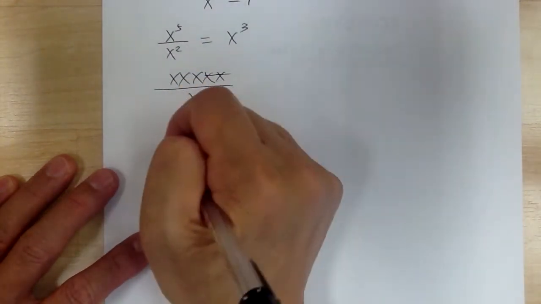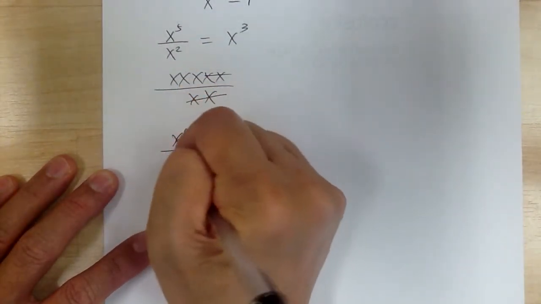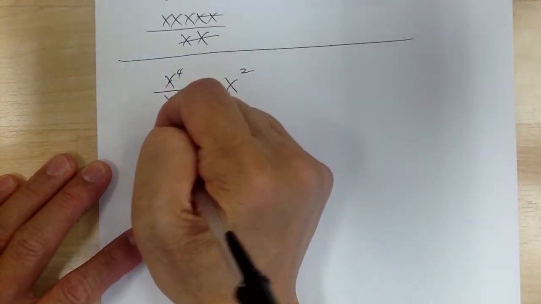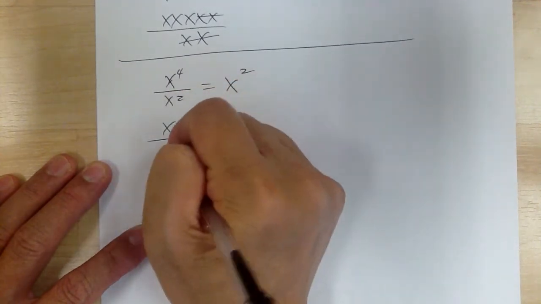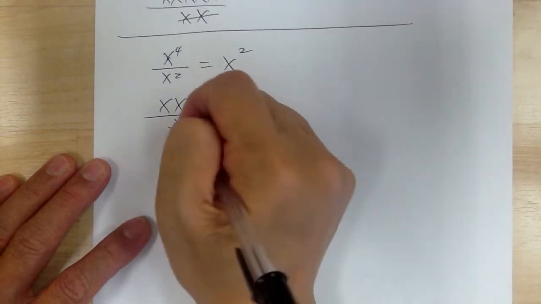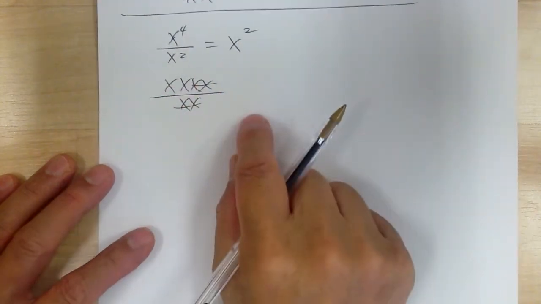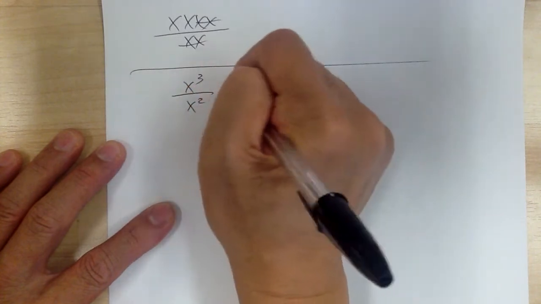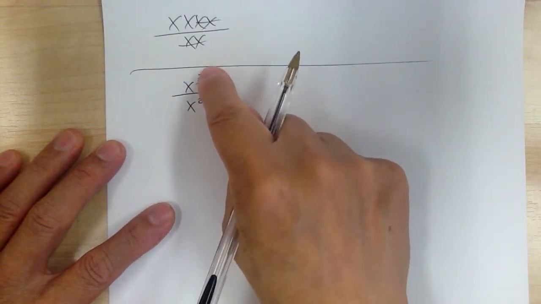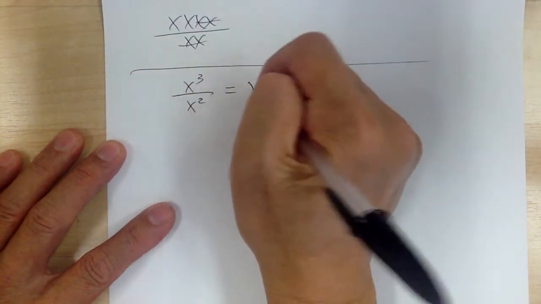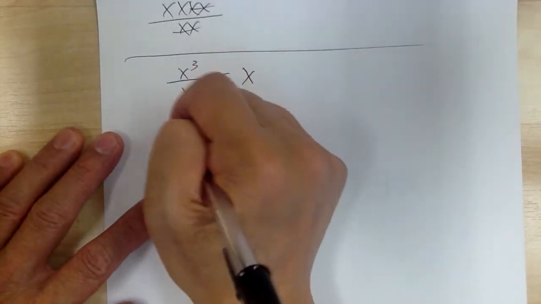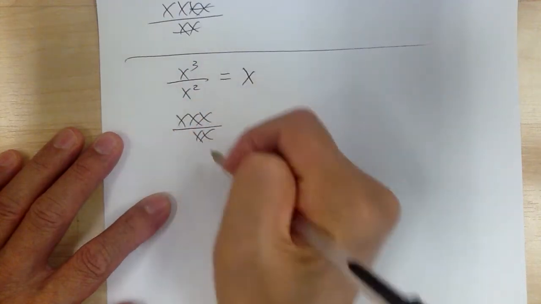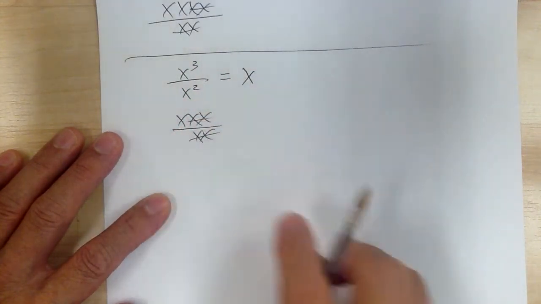Now if you keep going down, x to the 4 over x squared will be equal to x squared, because there are 4 of them on top, 2 of them on the bottom, and this cancels out. That's why you end up with x squared. And you keep going. If you have x to the 3 over x squared, again you use the quotient rule: 3 minus 2 gives you 1, so you get x. Again, x cubed means you have 3 of them, x squared means you have 2 of them, and the 2 cancel out. That's why you end up with that.